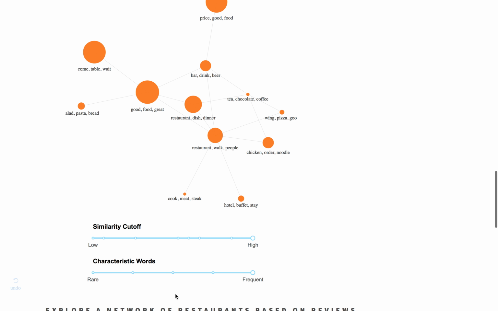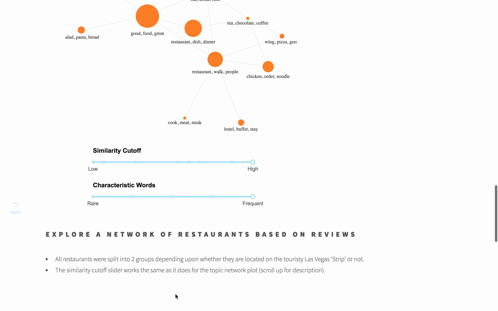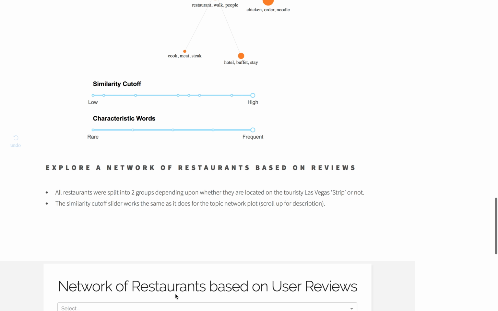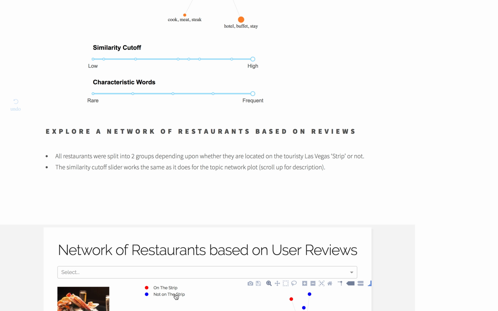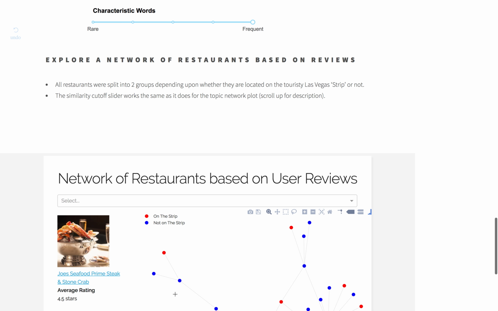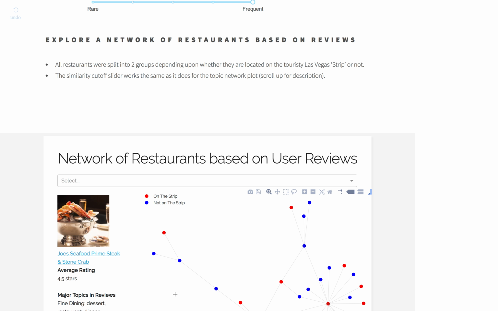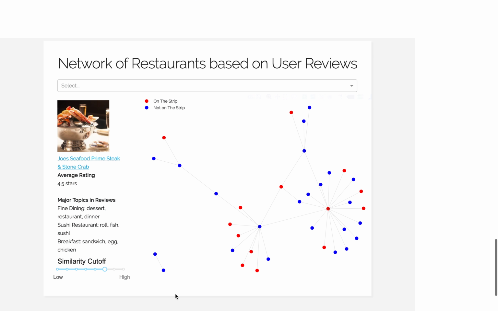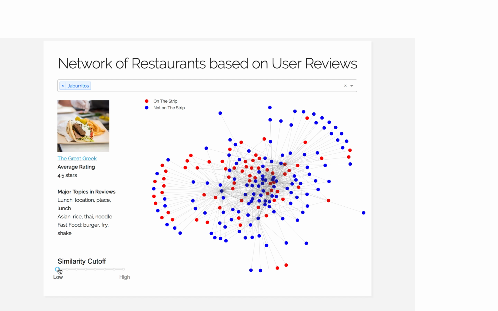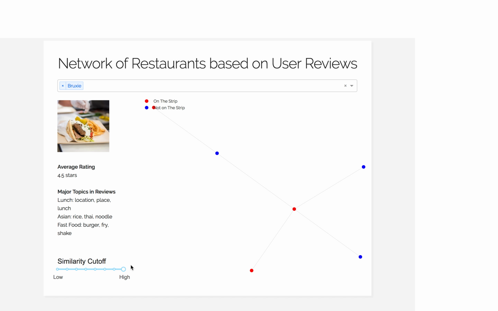Now that's about our topic networks. Next we come to the network of restaurants based on reviews. Similar to the above plot, we also constructed a network of restaurants. Here also we have the similarity cutoff. If you keep the similarity cutoff very low, then you have a very dense network. If you keep it pretty high, then you have a very sparse network.